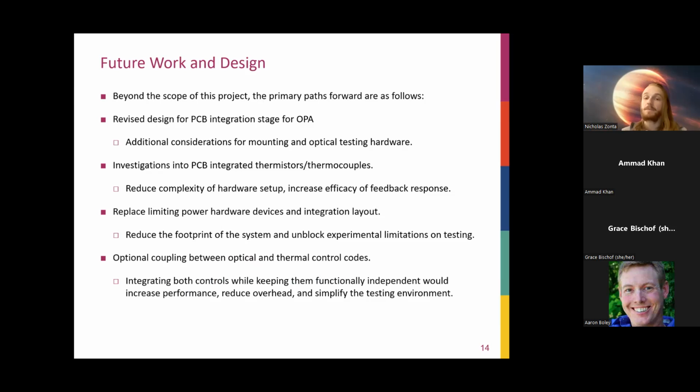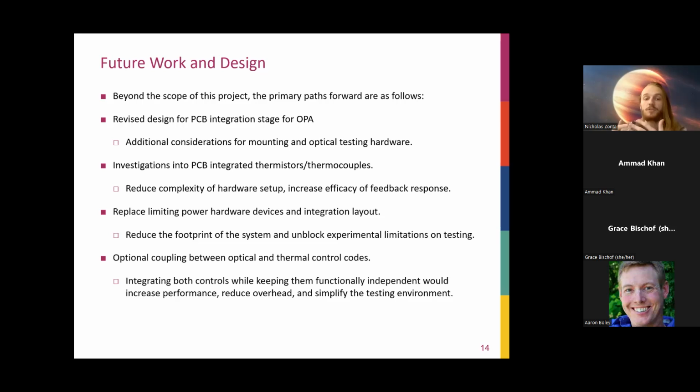We wanted to replace some limiting power hardware devices in our layout, again, to reduce the footprint and also to unblock some experimental limitations. We had some power limits on our system, which hampered a bit of our experimental testing, and hopefully we wanted to ameliorate that going forward.